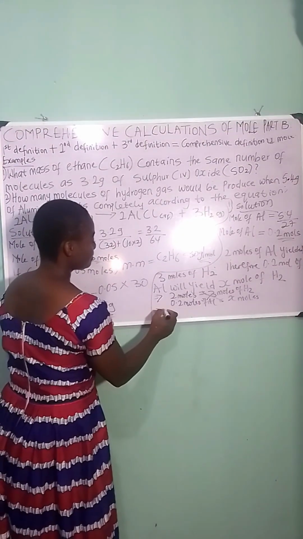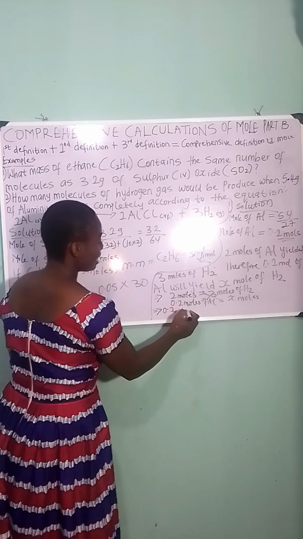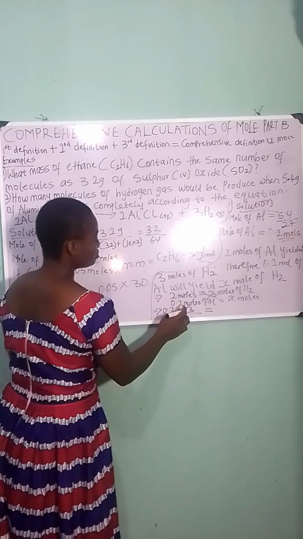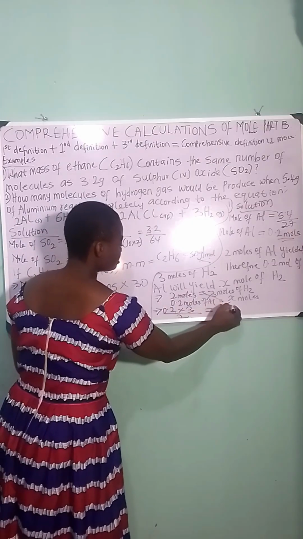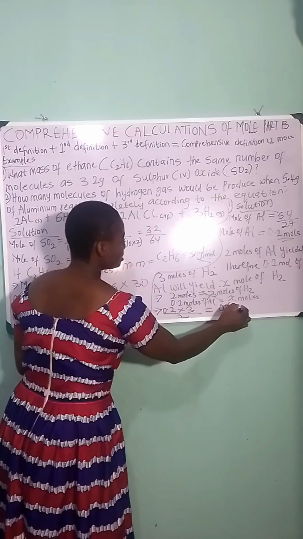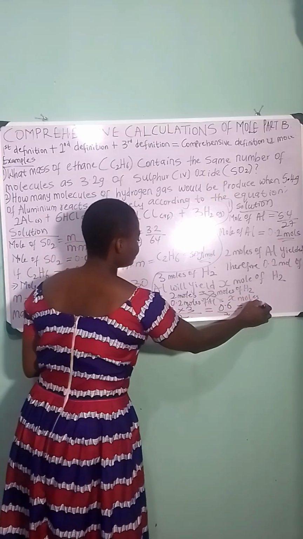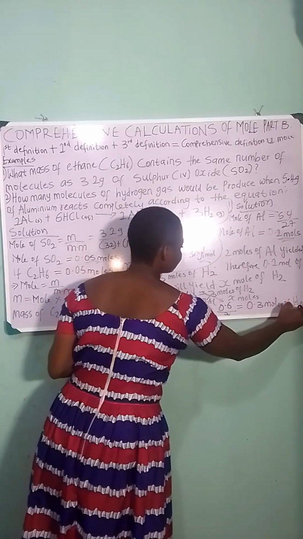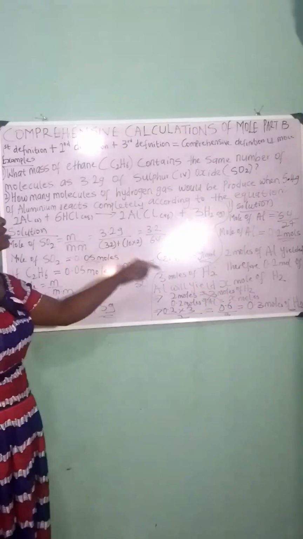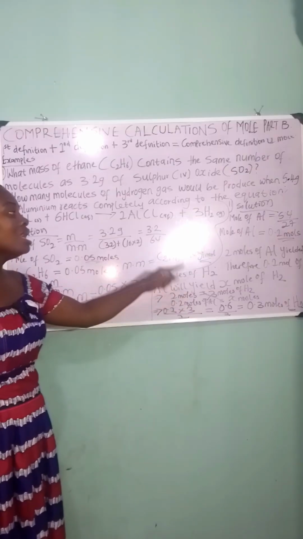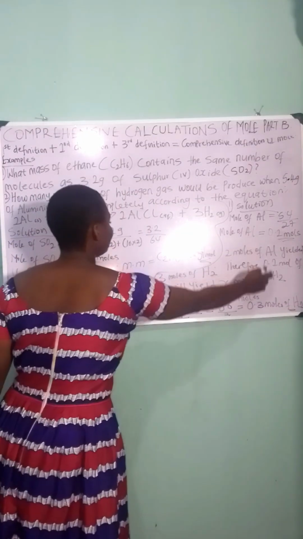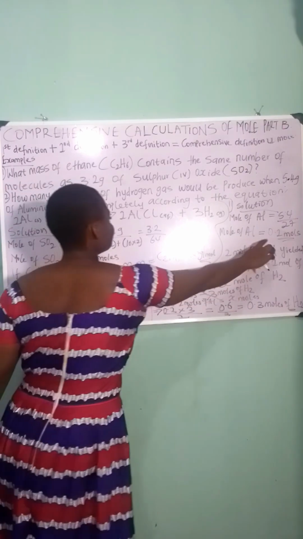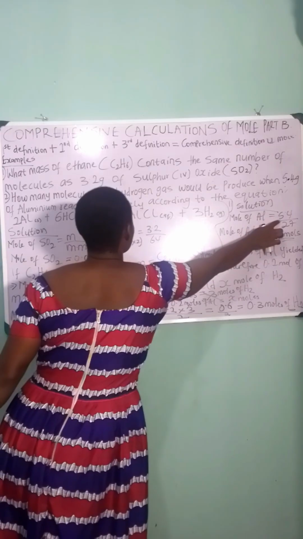So this implies 0.2 times 3 over 2. By the time you multiply this, 0.2 times 3, you have 0.6 divided by what? 2. This is equal to 0.3 moles of hydrogen gas. Beautiful. So 0.3 moles of hydrogen gas will be liberated. If 2 moles of aluminum yielded 3 moles from this equation, now we have gotten the moles as 0.2 moles according to the mass that was given.